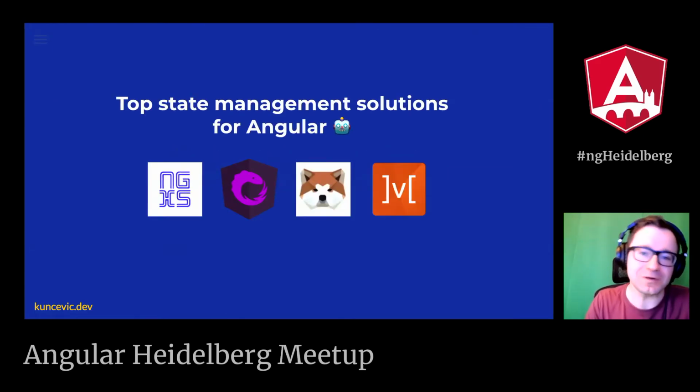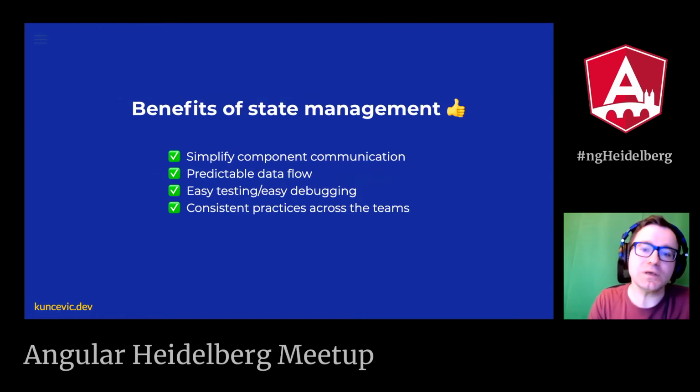Here are the top 4 state management solutions for Angular: NGXS, NGRX, Akita, and MobX. I think you have probably already heard most of those names or used them in your applications. So what are the benefits of state management? Using state management, we can simplify component communication and implement predictable data flow in our applications. It makes it easier to test and debug applications. And by using state management, you can apply the same consistent practices across the teams within your organization.